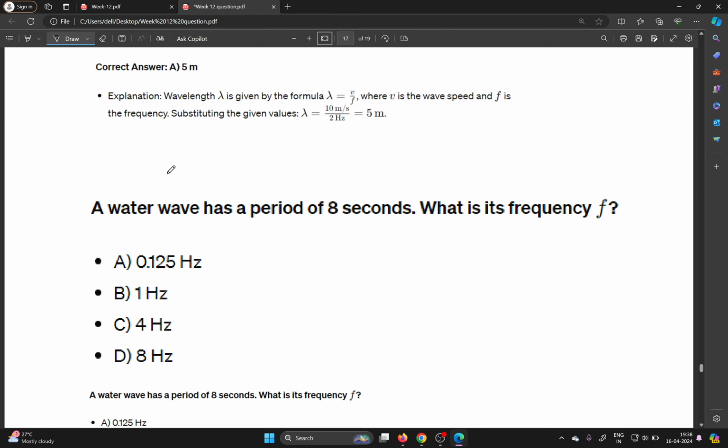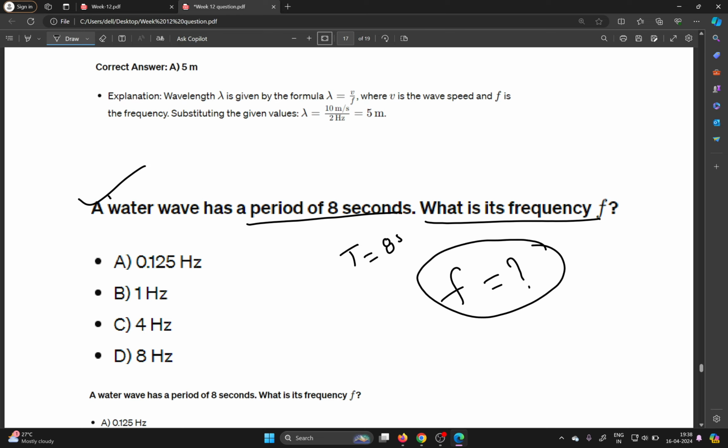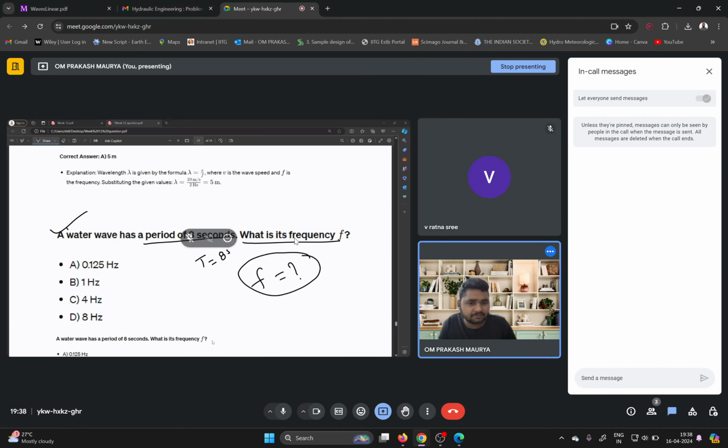Now a very basic question here. A water wave has a period of 8 seconds. What is the frequency? This is also very easy. If you want to give the answer within 1 minute.